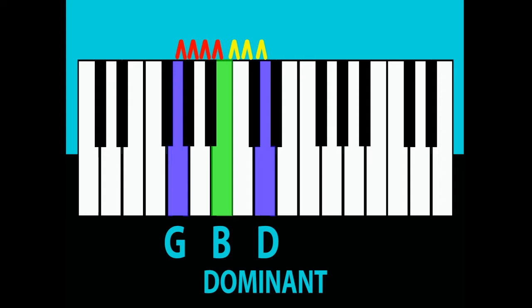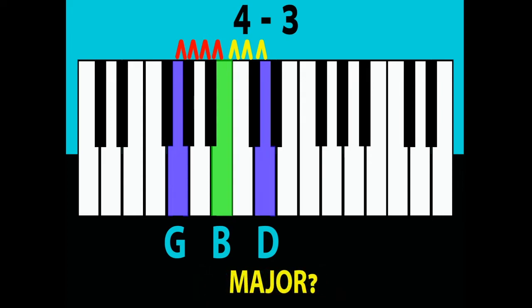But that's just a major triad, right? Isn't that just a major triad? So what makes a dominant chord? All you need for a major chord is just those 3 notes. Anything else on top of that is kind of extra.